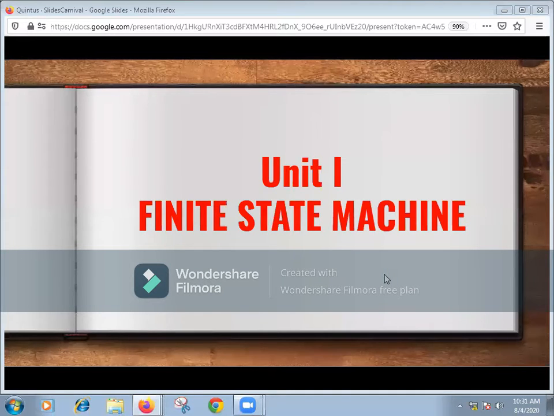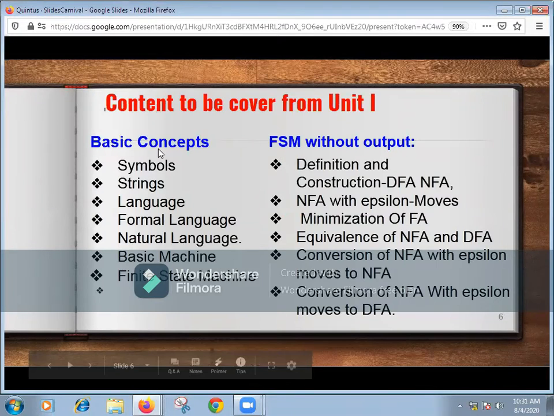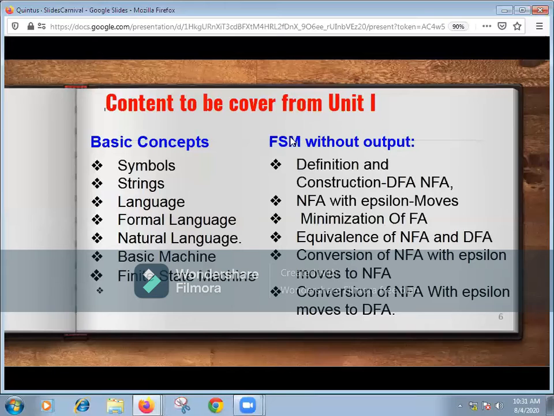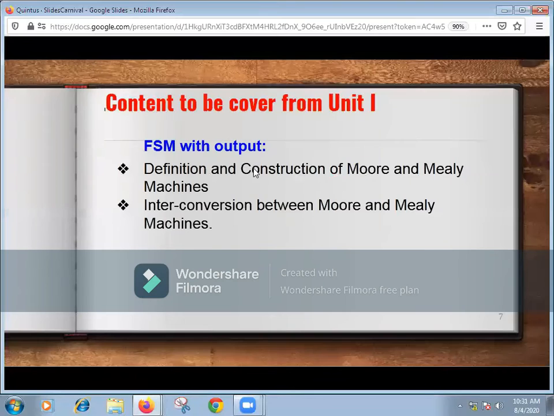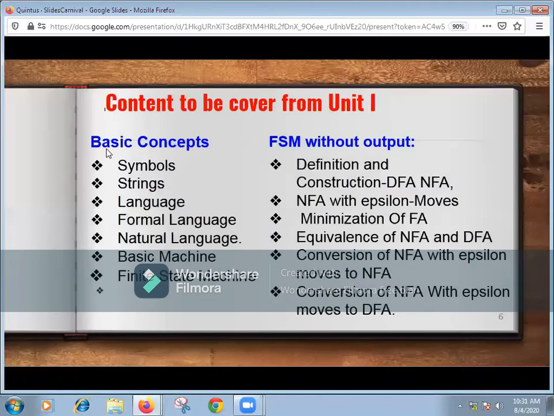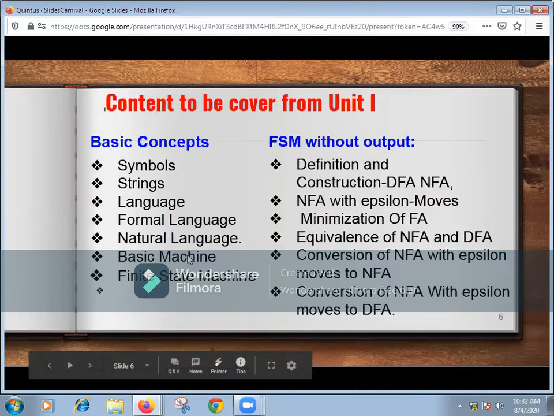Okay. So now in unit 1, we are going to first learn some basic terminology before starting the actual concept with FSM without output and FSM with output. So first we are going to see basic concepts like what is symbol, string, language, formal language, natural language, basic machine and finite state machine. So in today's session we are going to cover these things, that is basic terminology.